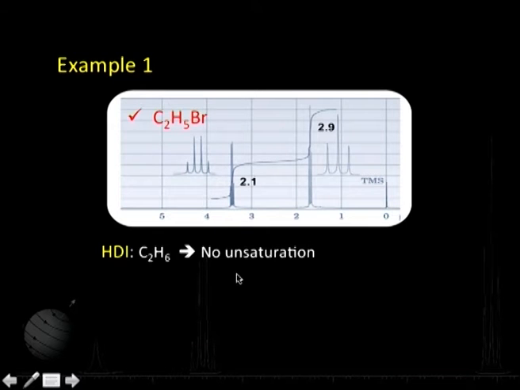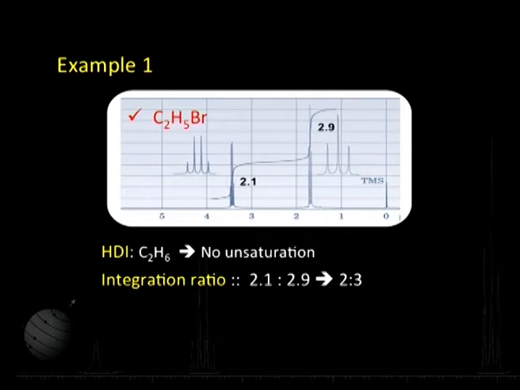The first step is that we work out the HDI. In this case, it is C2H5Br. We know that halogens act as hydrogens. So, we just compute the HDI for the molecular formula as C2H6. When we do that, we find that C2H6 is typical of a saturated hydrocarbon, 2n plus 2. So, there is no unsaturation there. One thing is very clear: for this molecule there cannot be any unsaturation. That is the importance of HDI. That is my step 1.